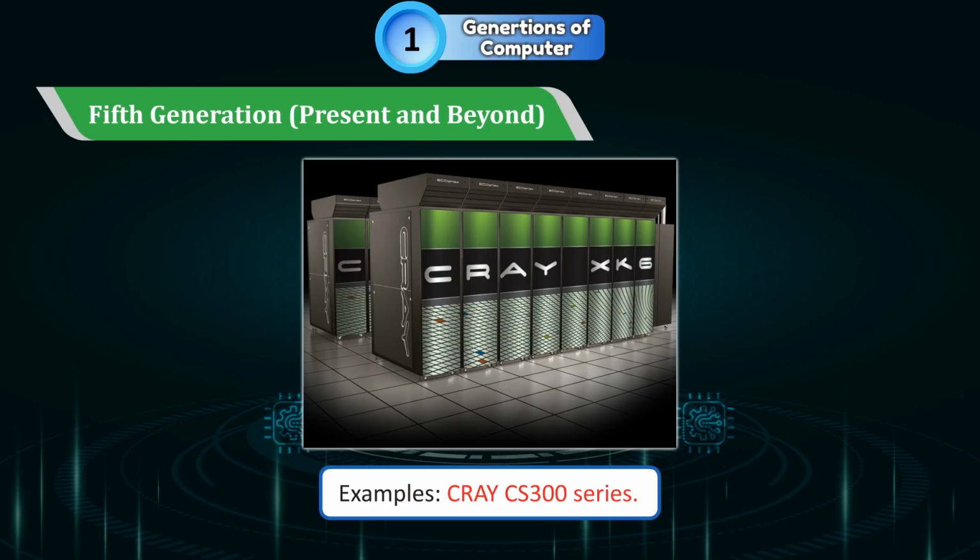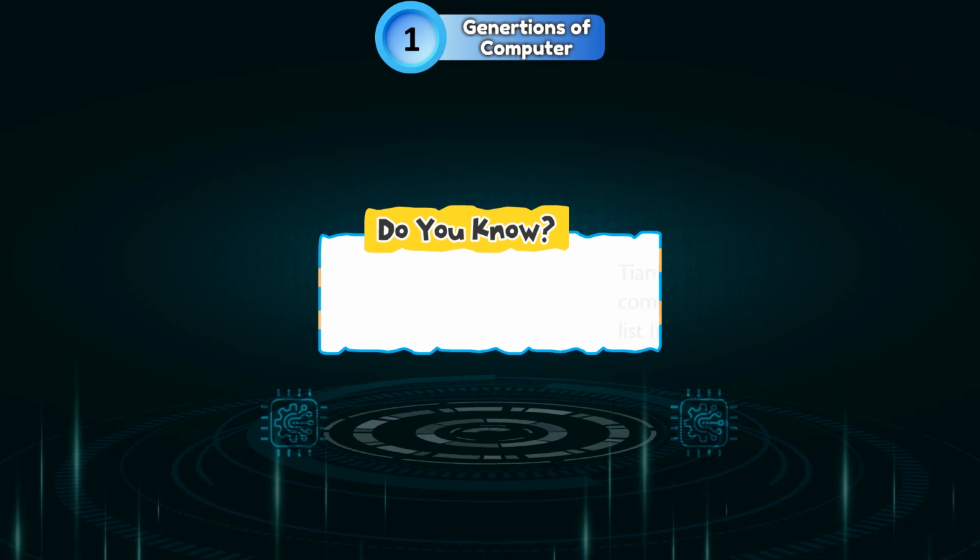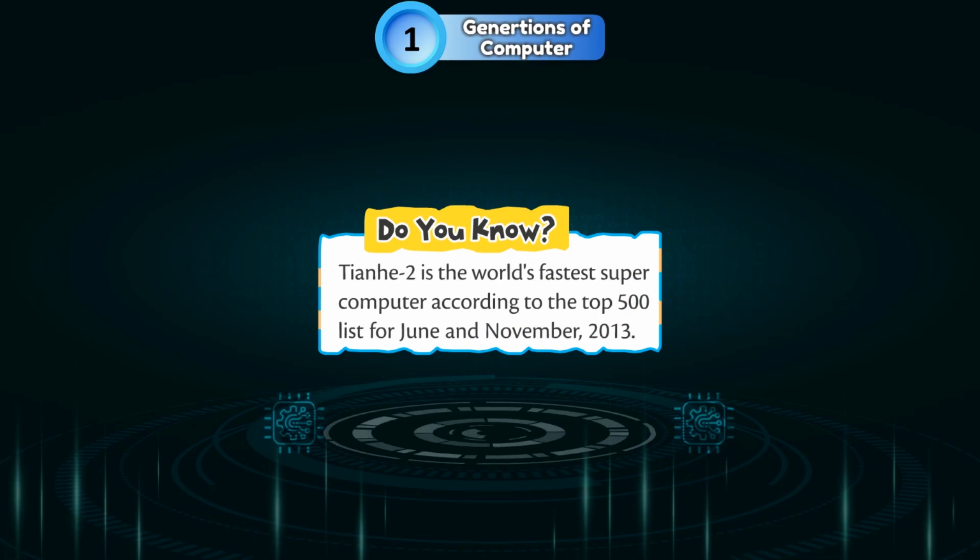Examples: Cray CS300 series. Do you know? Tianhe-2 is the world's fastest supercomputer, according to the TOP500 list for June and November 2013.